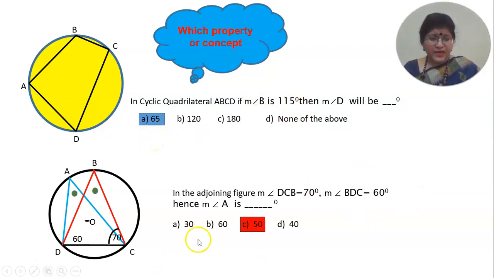Now here DCB is 70. The whole thing is 70. And this angle is 60. They've asked you to find out the measure of angle A. I've put this in green so that you could understand it better.